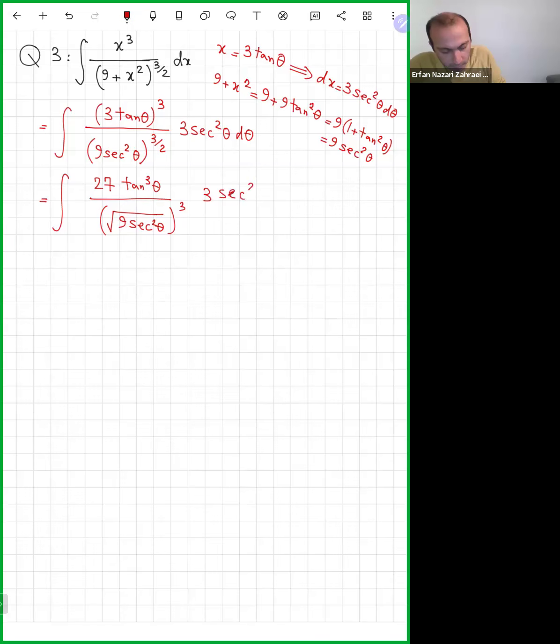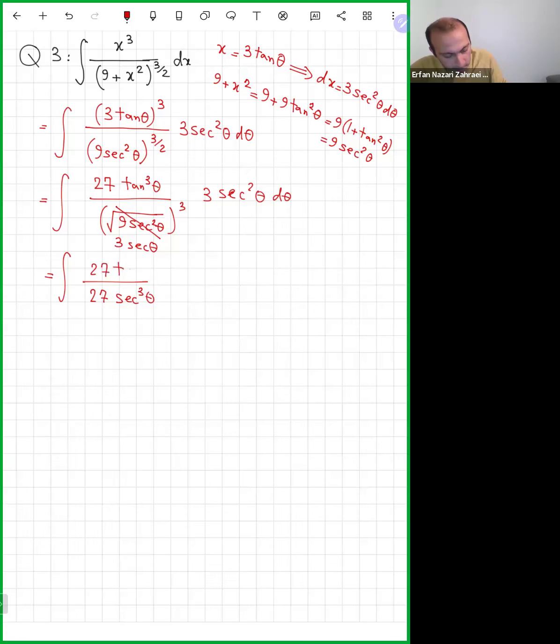Okay, good. Now this is 3 secant. If I compute this, the root of 9 secant squared is 3 secant. And then raising it to the exponent 3, you get 27 secant cubed.